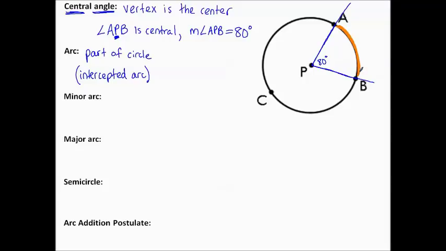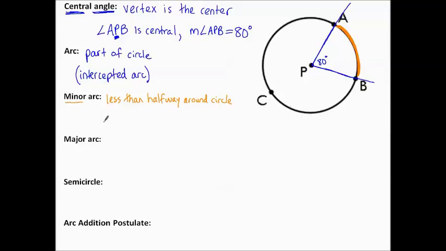Why did I call this one a minor arc? Because a minor arc, think of it as compared to major. Minor means less, major means more. Minor, small, major, big. Minor is less than halfway around the circle. So that's why the arc from A to B is only a minor arc, because going halfway around the circle would be at least that much.